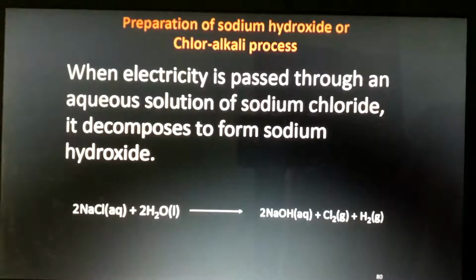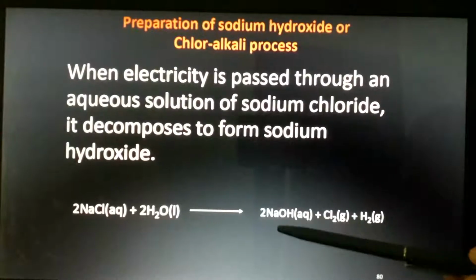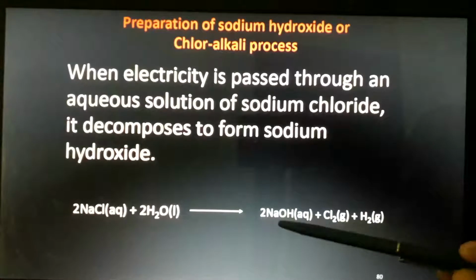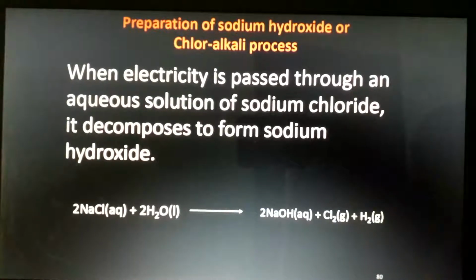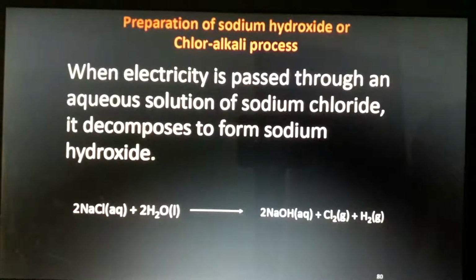Both are very, very cheap, but just by passing electricity through that, what will we get? We will get sodium hydroxide, a strong base. This one is a bit expensive, and we are getting this from simple water and sodium chloride. That is the importance of sodium chloride in industry.